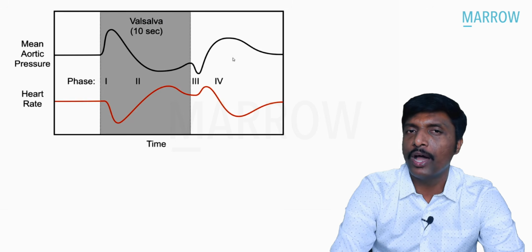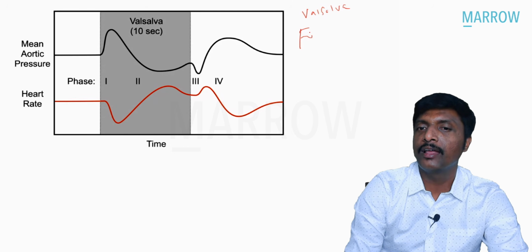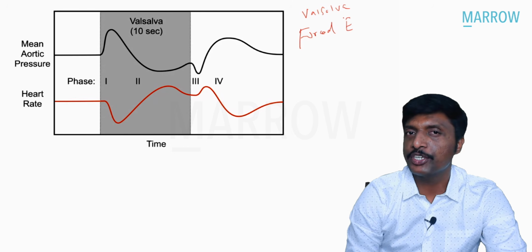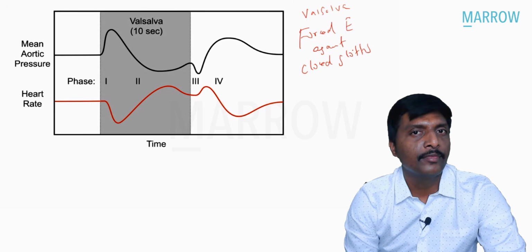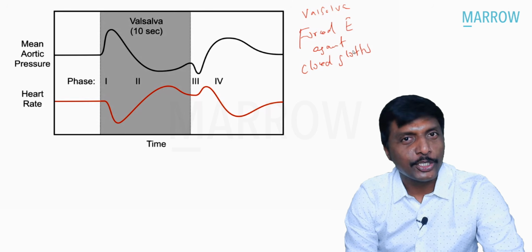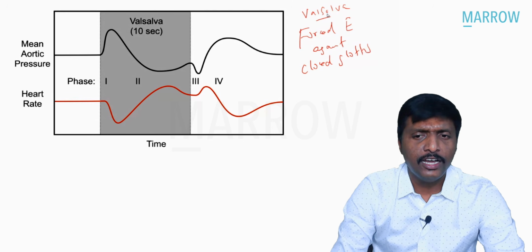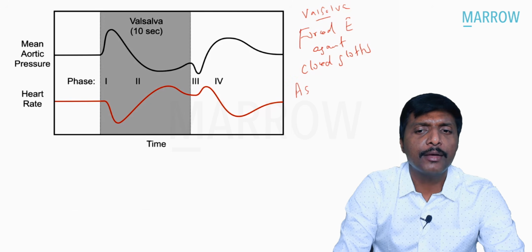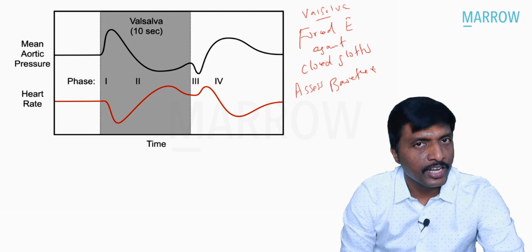What is this Valsalva maneuver? Very, very simple, sir. Look very carefully. Valsalva is none other but forced expiration against closed glottis. Forced expiration against closed glottis is our Valsalva maneuver. Now look very carefully. This Valsalva maneuver is mainly useful to assess the components of baroreflex. Now look very carefully, guys.